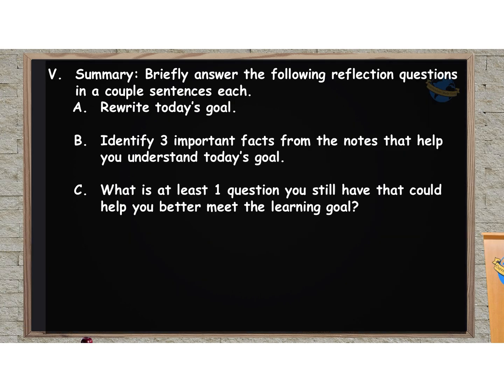Alright, as always, take a couple minutes here at the bottom of your note sheet, rewrite today's goal, either by going to the beginning of the video and taking a look at that first scene, or scroll to the top of your note sheet, see what the goal says, and rewrite it there in part A. Then identify 3 important facts from the notes that show that you understand today's goal, and finally, as always, write at least one question you still have that can help you better understand today's goal.